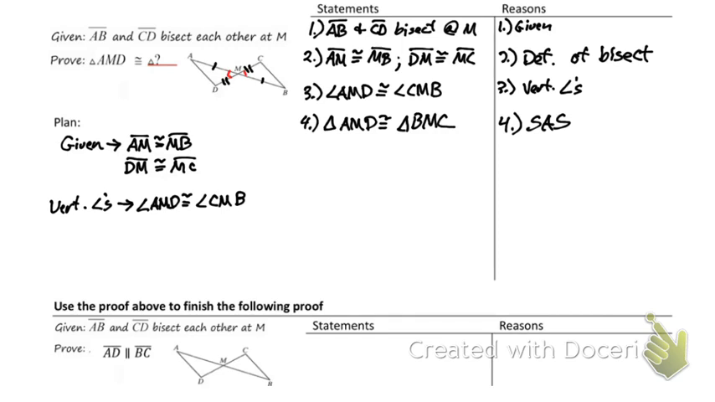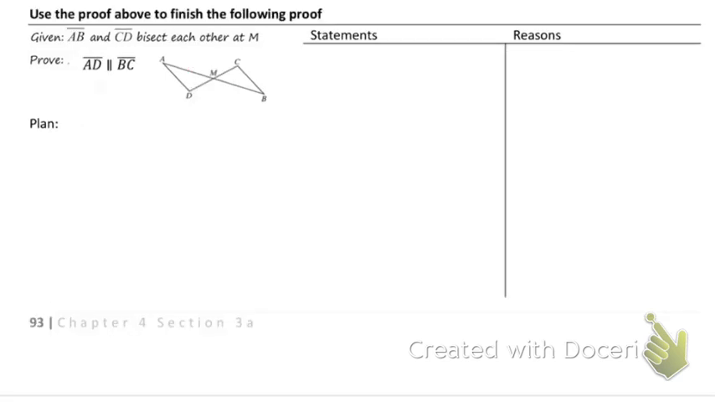All right, you see that next one right down here? It has all the same given. It has the exact same picture. The only difference is it asks you to prove something different. All right, and we're going to use the proof above to help finish this. So we're going to take our step 4 and actually put it right here. We're going to carry that step 4 down there, and we'll talk about why.